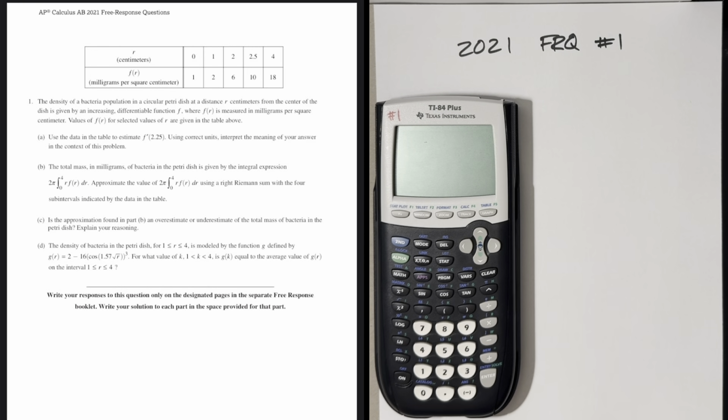We got a table, and this is a calculator question. So, table calculator questions should be interesting, right? Might be a little complicated. We'll figure it out together.